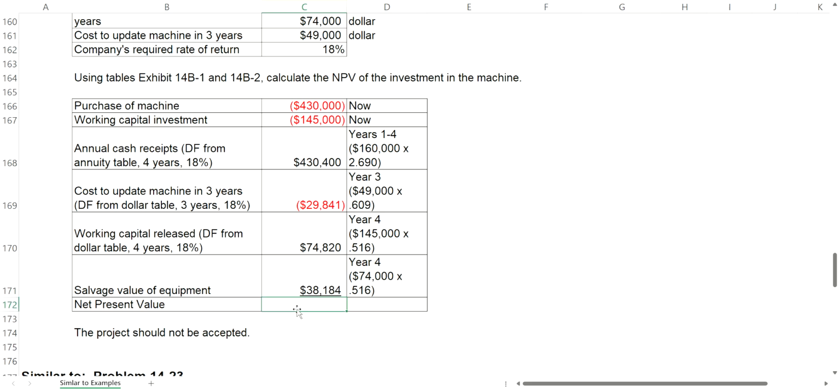Okay, so now what I'm going to do is add those together. And I get a negative $61,437. So if you need a minimum return of at least 18%, you should not do this project.